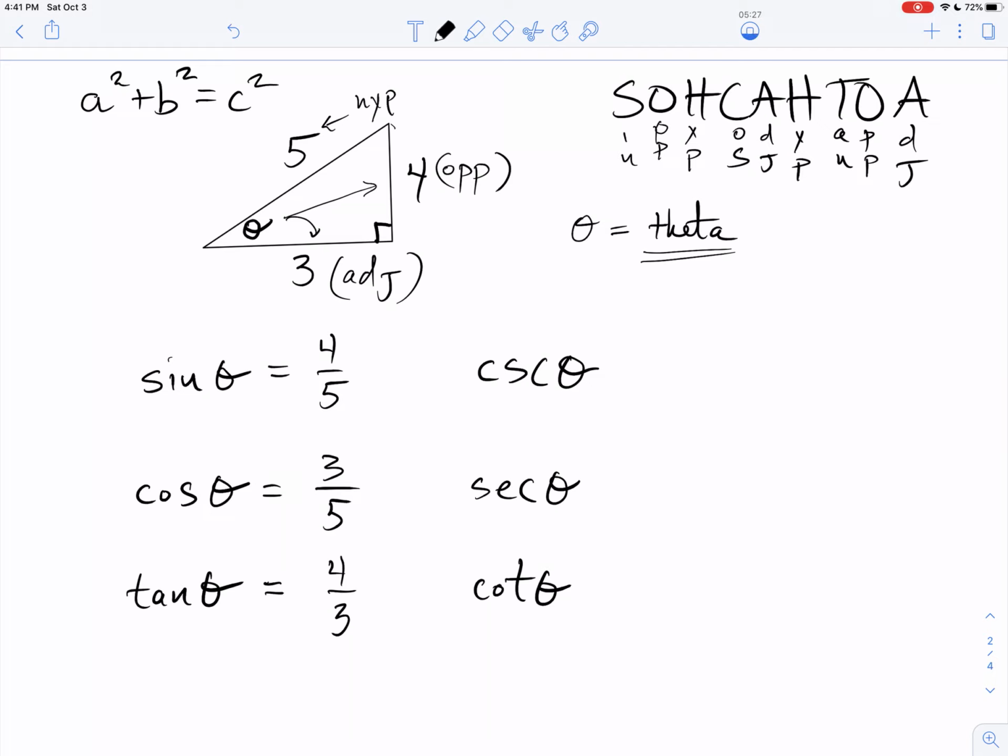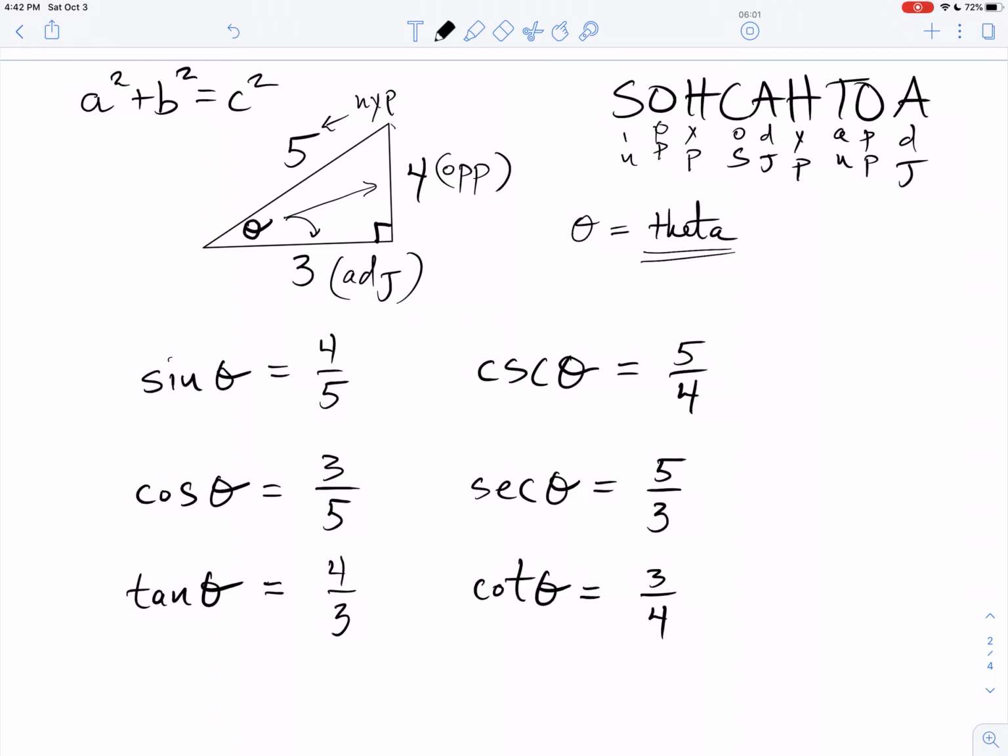Cosecant is the reciprocal of sine. So what does that mean? Well, the cosecant would be 5/4. Take the reciprocal of your sine answer. The secant, what's the secant? It's the reciprocal of cosine, so that would be 5/3. And then you guessed it, cotangent would be the reciprocal of tangent, so its answer would be 3/4.